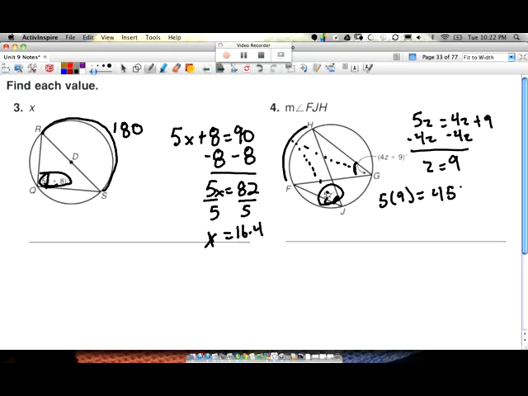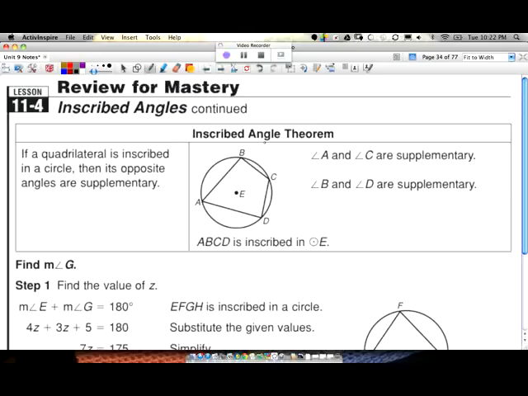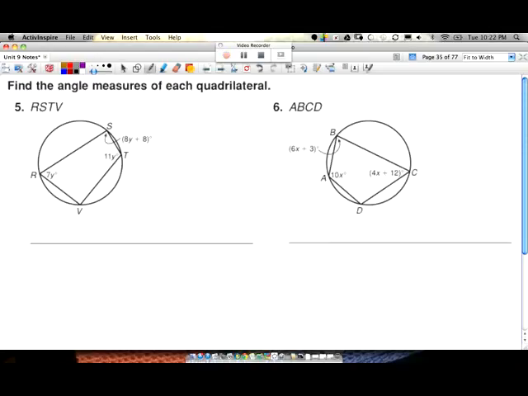Alright, let's keep going. We got another page coming up here with notes. Now this one is talking about inscribed angles. That means angles inside. The big idea here was opposite angles were supplementary. They add up to 180. So let's use that. Okay, RSTV. So what do we have? It looks like this one here, angle R and angle T, are opposite each other. So those two are going to add up to 180.